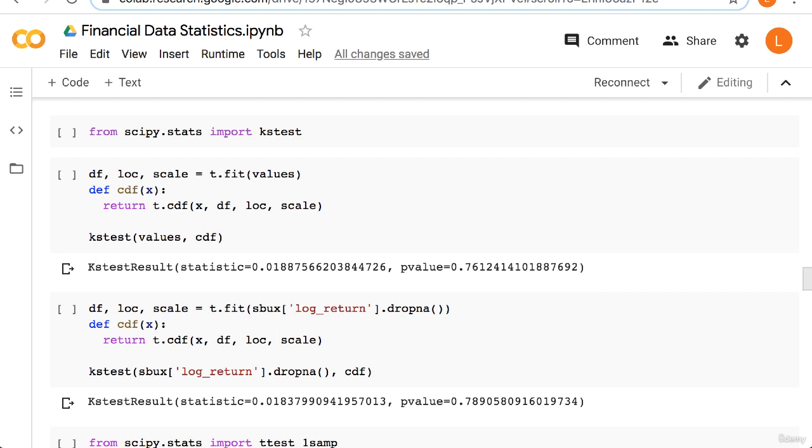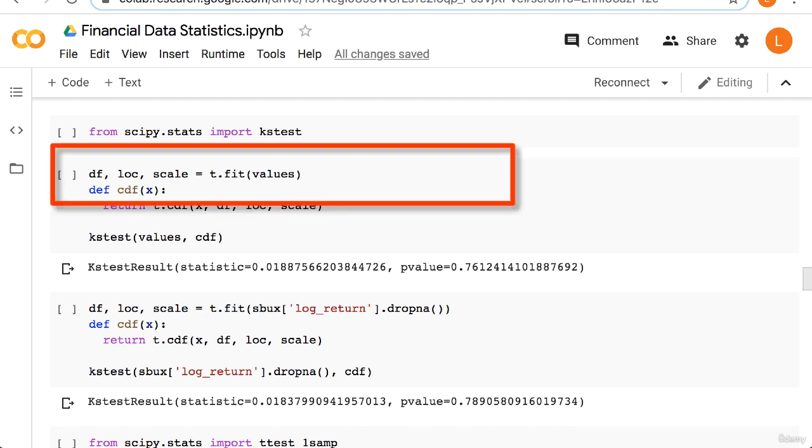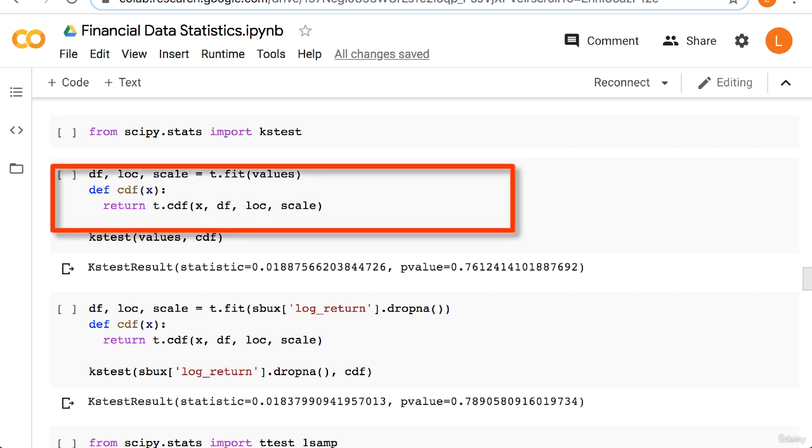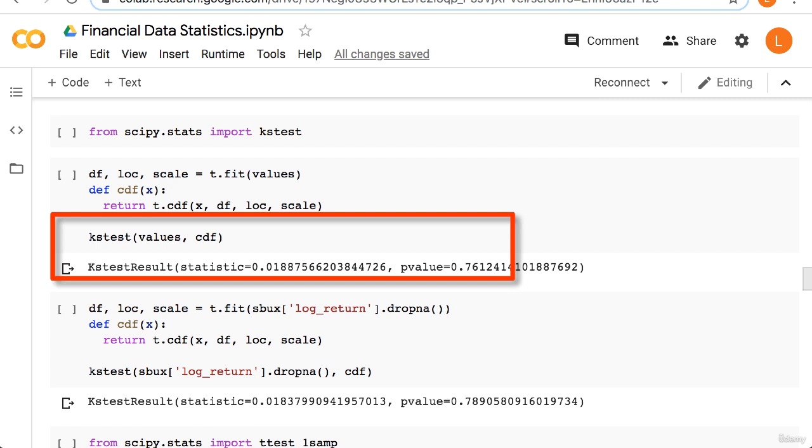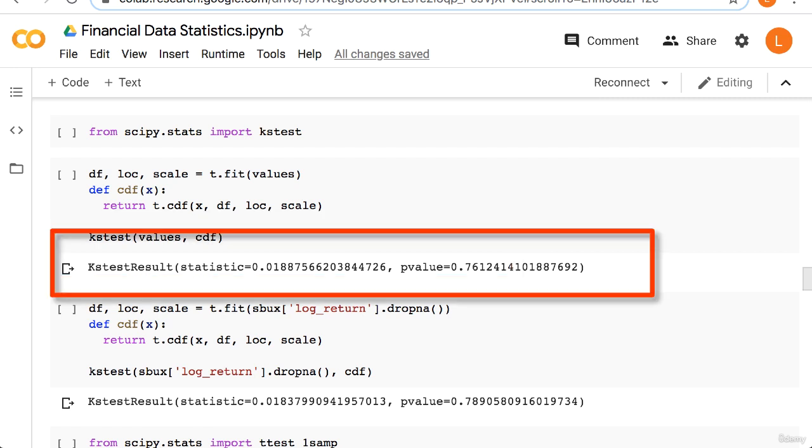Therefore, we're going to have to create our own CDF function. But first, we need to actually determine the parameters of this t-distribution. Luckily, we already know how to do that using the function t.fit. Next, we define our CDF function as follows. It simply calls t.cdf, but passing in the degrees of freedom, location, and scale parameters that best fit our data. Finally, we call kstest, passing in our data and our CDF. The result is that we get a very small test statistic and a very large p-value. This indicates that we cannot reject the null hypothesis, and in fact, we're not even close.